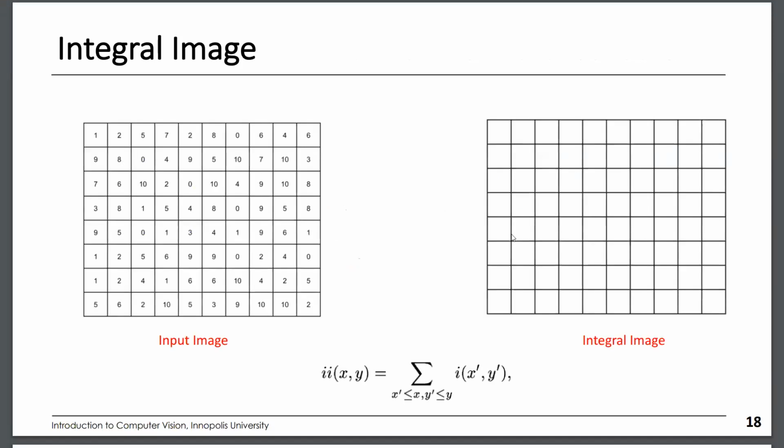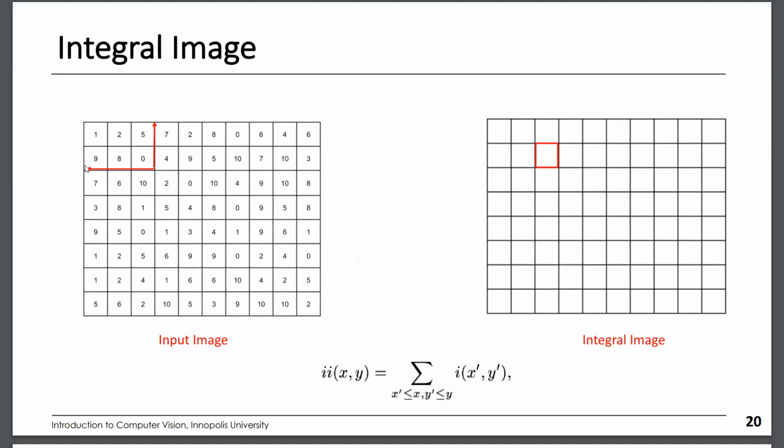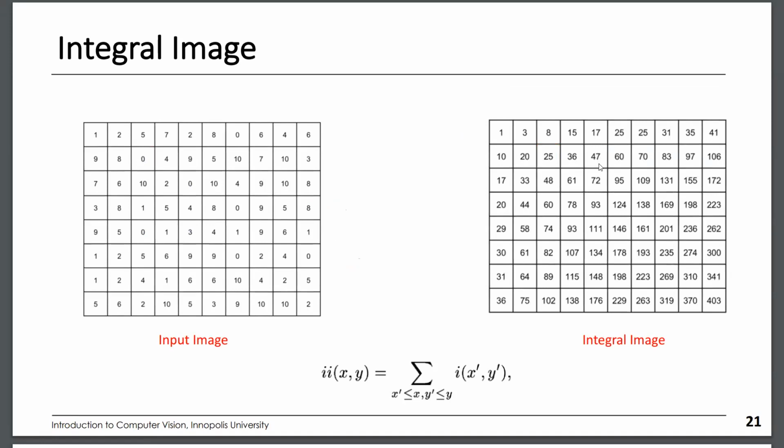So let's take a look at it, right? This pixel, all of these. So this is what it should look like. 1 stays the same, 2 becomes 2 plus 1, 5 becomes 5 plus 2 plus 1, 7 becomes 1 plus 2 plus 5 plus 7.